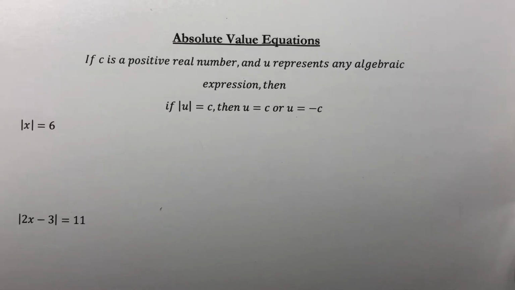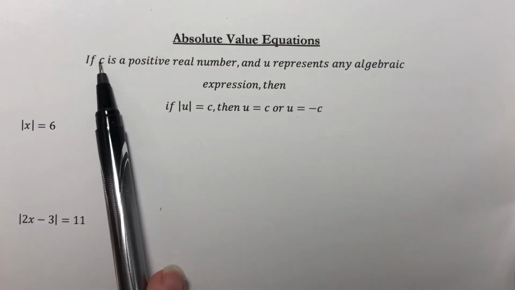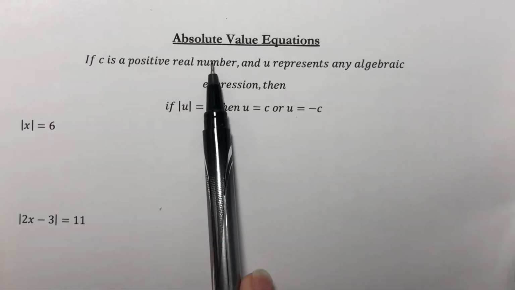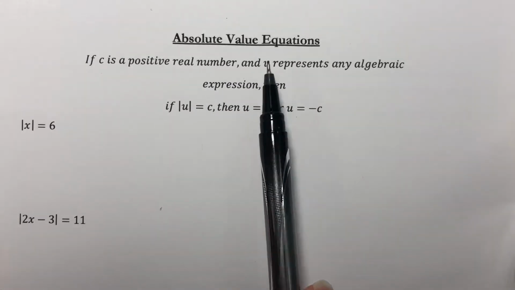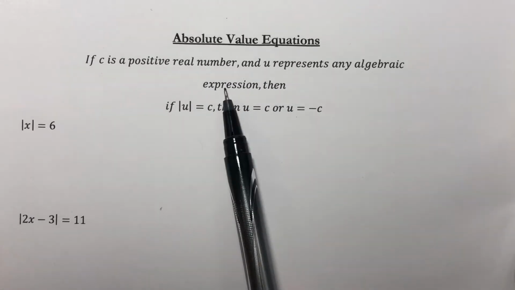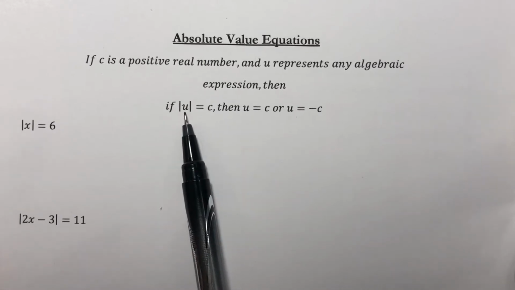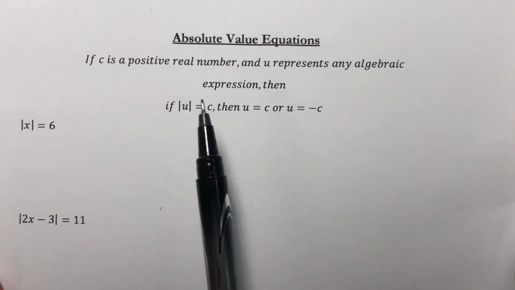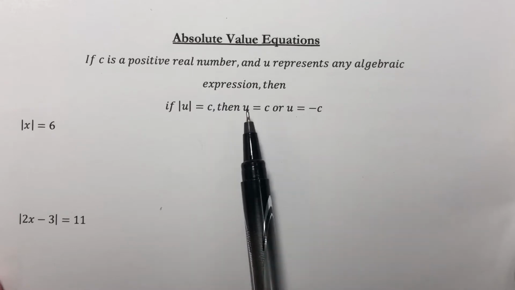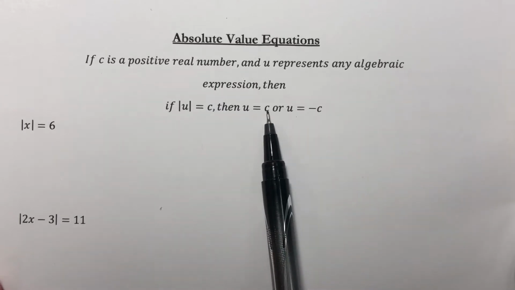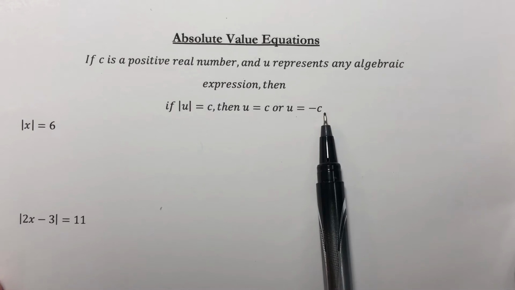This is part 5 of section 1.6. Absolute value equations. Now, what this says is if C is a positive real number and U is any algebraic expression, then if the absolute value of that algebraic expression equals C, then either the expression equals C or it equals negative C.